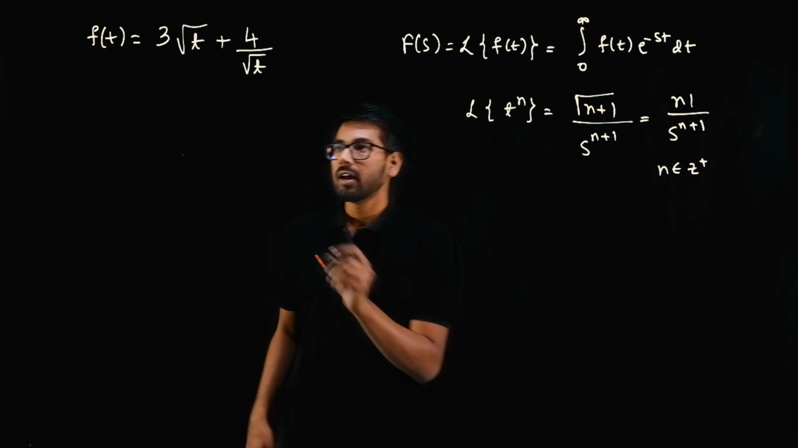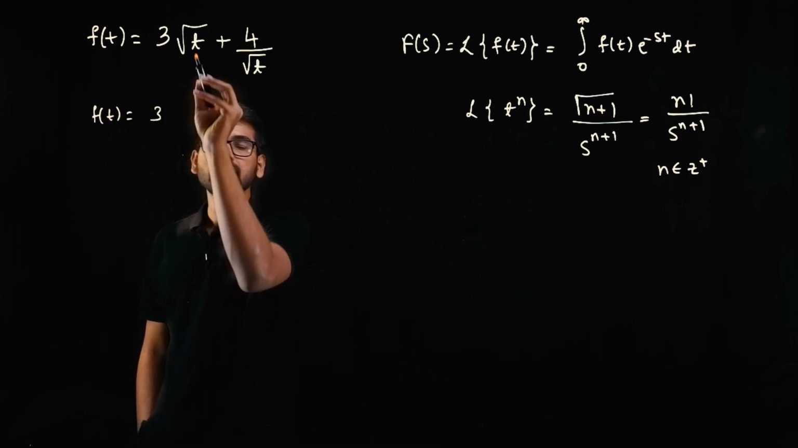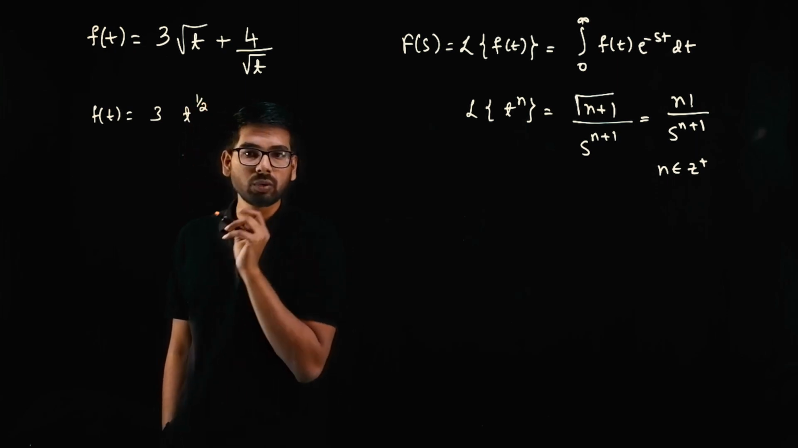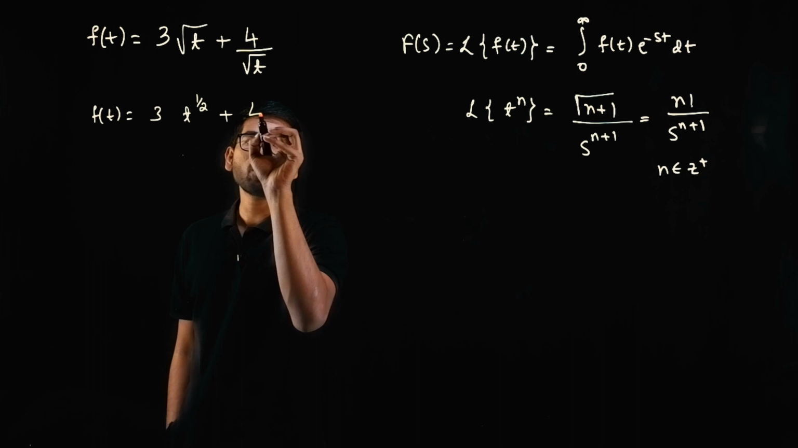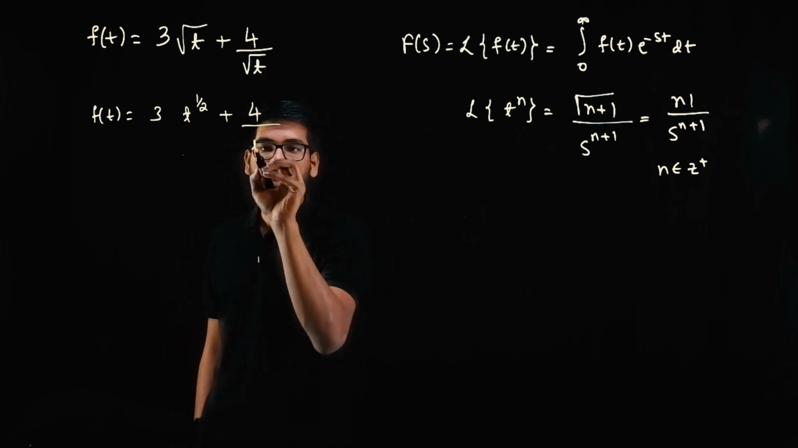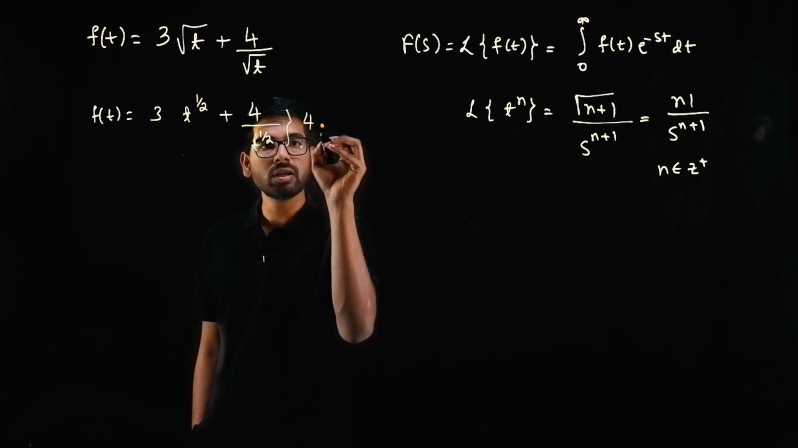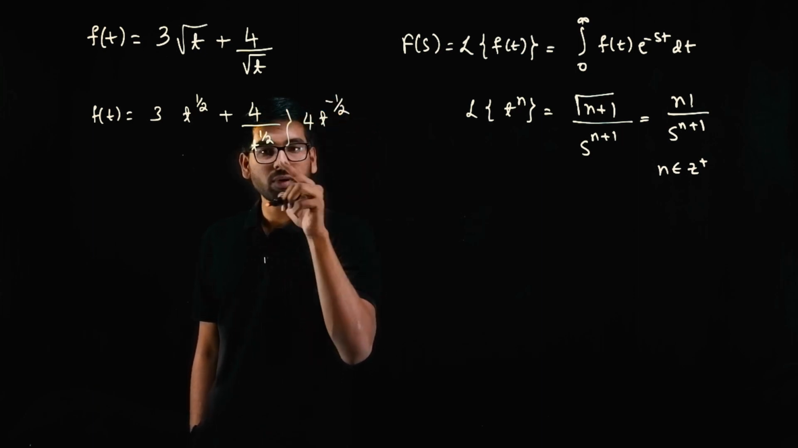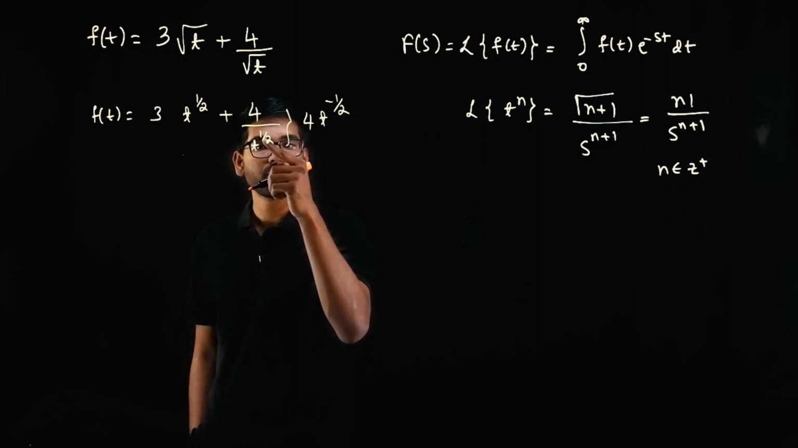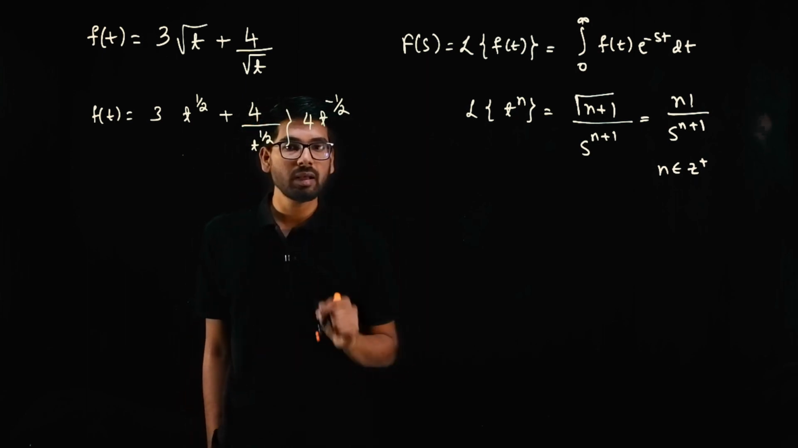But in this case, if you rewrite this f of t, what will you get? 3 square root of t can be written as t power 1 by 2, right? Plus 4 over square root of t. In the denominator, square root of t can be written as t power 1 by 2, and this is actually equal to 4 t power minus 1 by 2. Whatever is in the denominator, if it comes to the numerator, the sign of the power changes. Here it is plus 1 by 2, it will be minus 1 by 2.